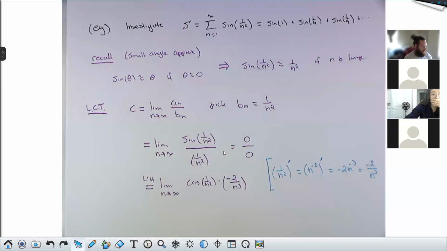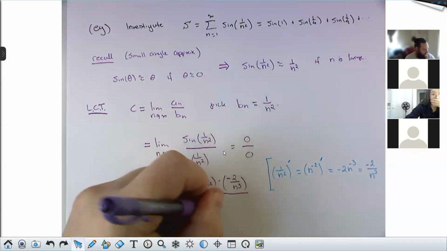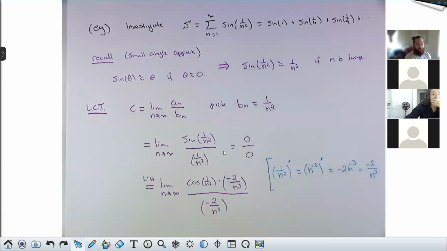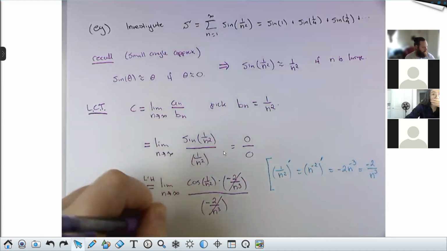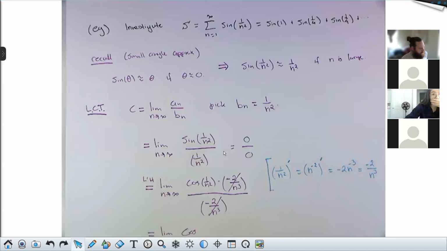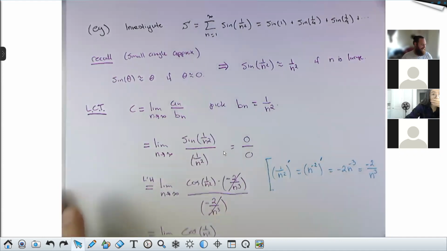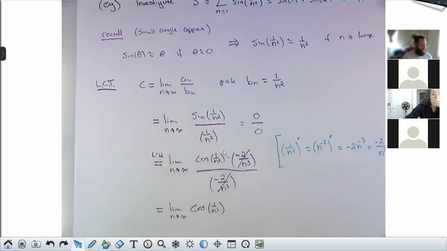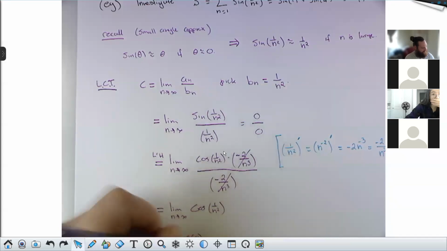And then downstairs, I have that same derivative, right? The derivative of 1 over n squared. So it's also negative 2 over n cubed. And beautifully, these cancel. So I'm left with the limit as n goes to infinity of cos of 1 over n squared. Now, as n goes to infinity, the 1 over n squared goes to 0. So this is the cosine of 0, which is 1.